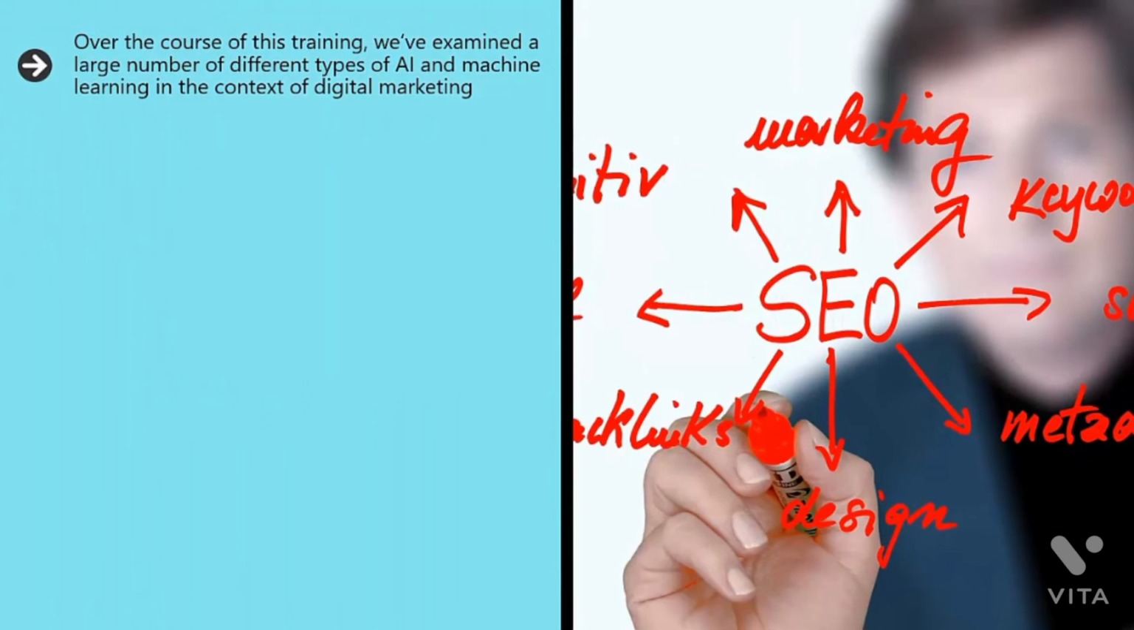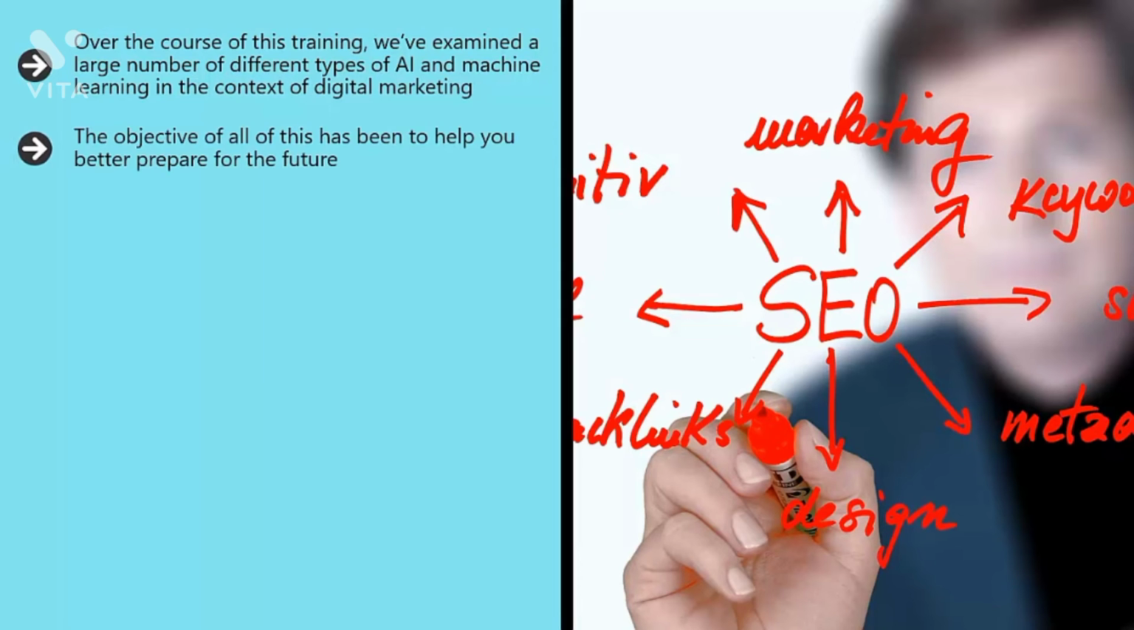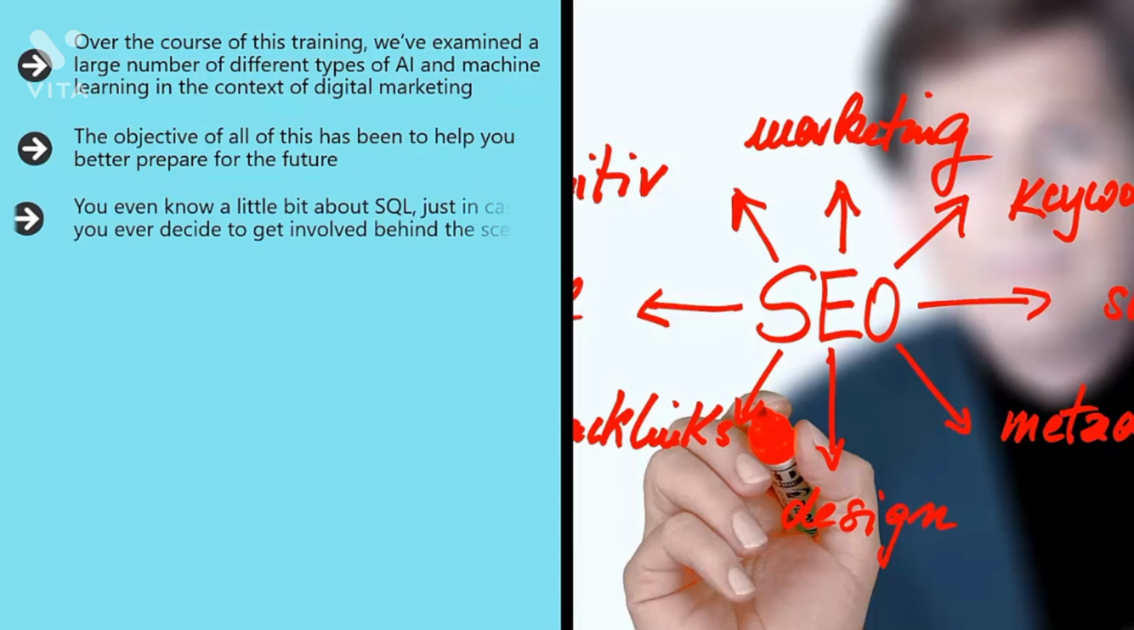How to future-proof your marketing. Over the course of this training, we've examined a large number of different types of AI and machine learning in the context of digital marketing. The objective of all this has been to help you better prepare for the future. You know that you should start collecting as much data as possible right now, that you need to add schema markups to your site, that you should be using LSI, that you could benefit from a chatbot. You even know a little bit about SQL, just in case you ever decide to get involved behind the scenes.